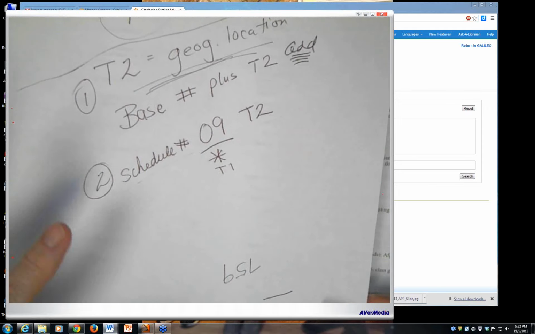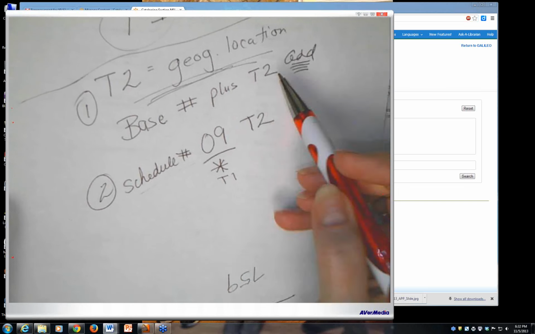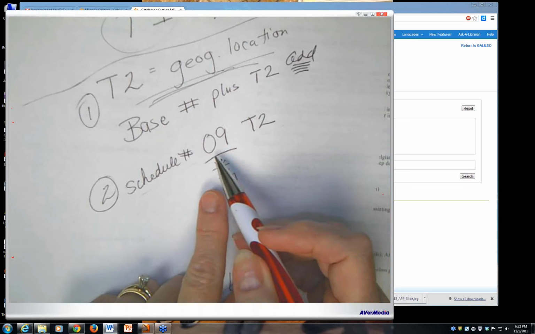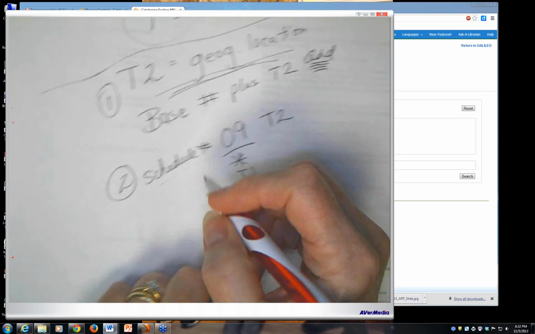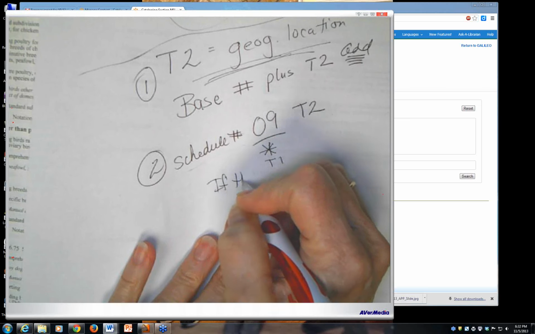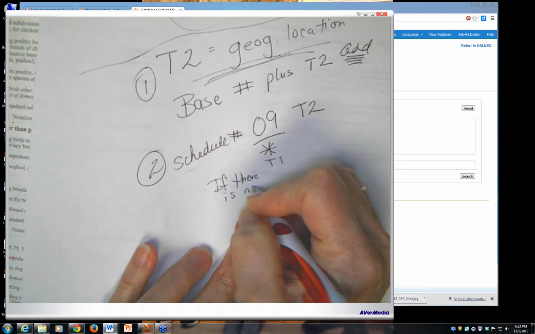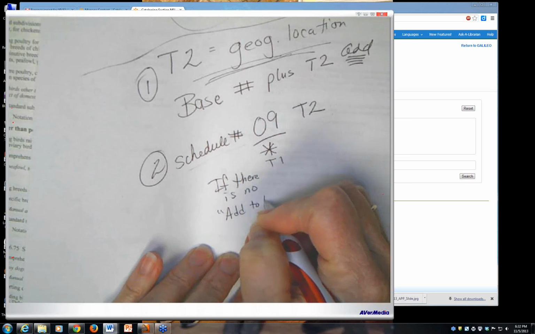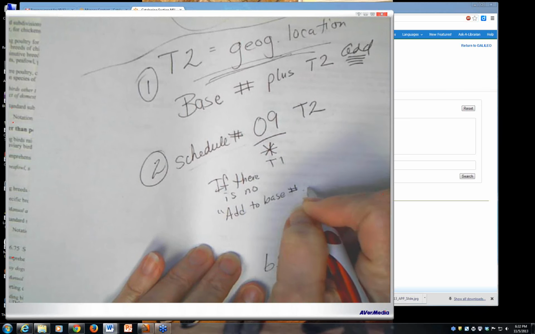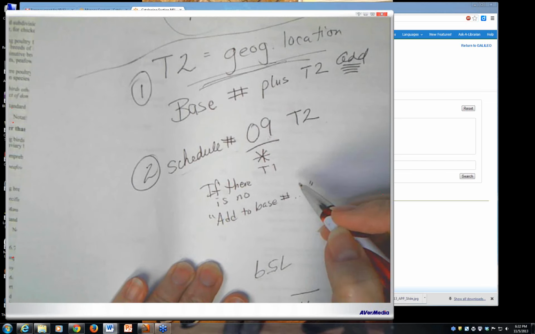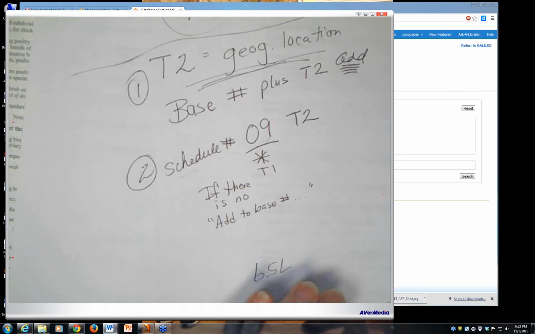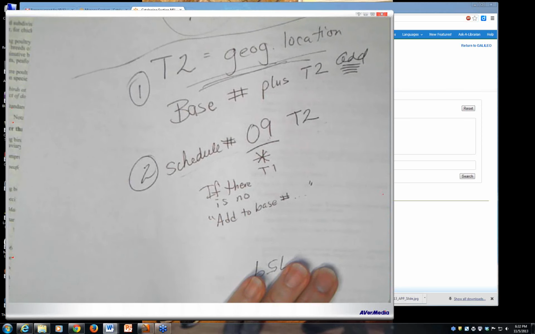But for Table 2, we're told to add to a base number straight from Table 2, or we interpose the 09 and add Table 2. If there is no add to base number note, we must have the 09. Okay. Good question. Anybody else have a question before we go to our next example?